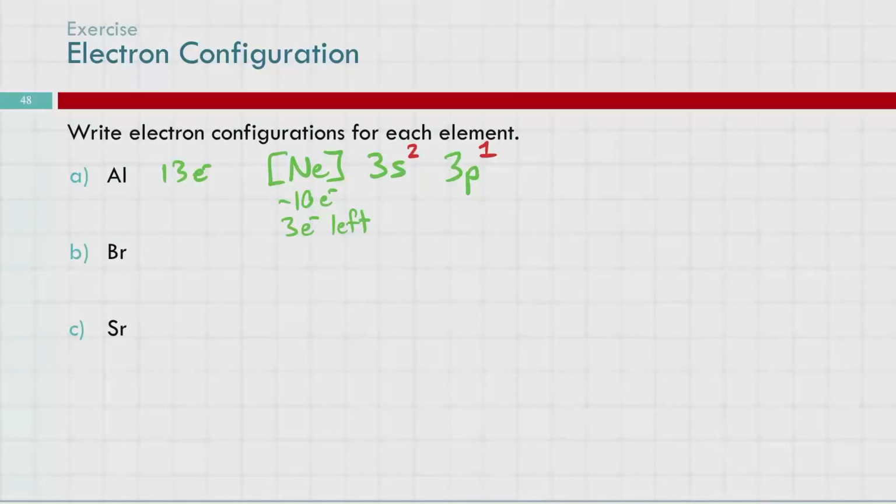For bromine, Br, bromine is in row 4. Argon is our previous noble gas. And bromine has 35 electrons. Our previous noble gas in brackets, Ar. Argon has 18 electrons. So we've got 17 electrons left to place.